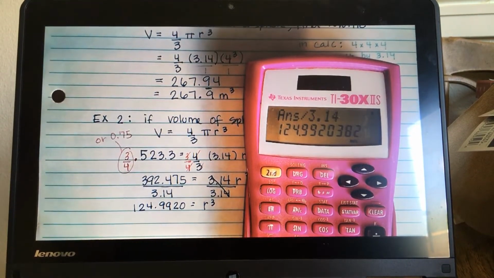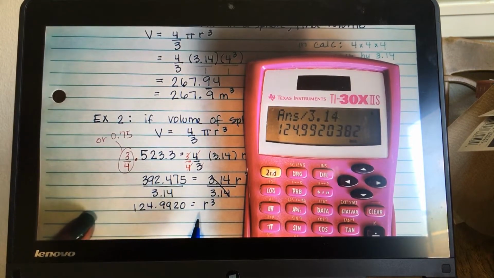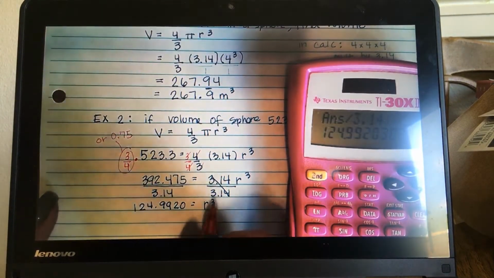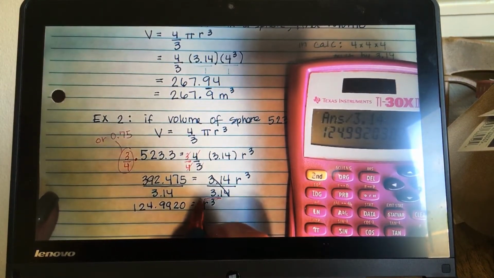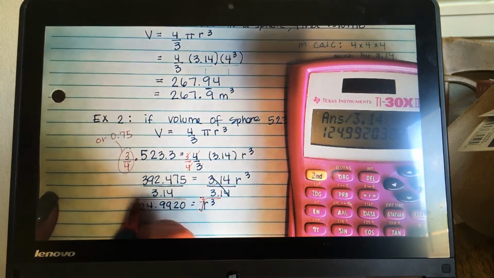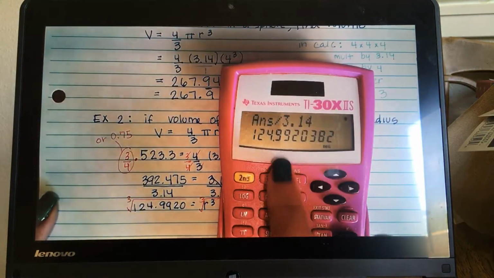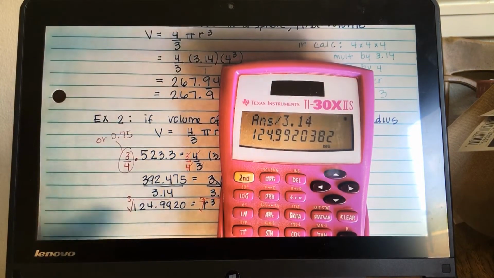And then what I'm going to do is take the cube root of this. Okay, so the cube root is what's going to undo this exponent here. And take the cube root here. And I'm going to just keep this answer in the calculator.